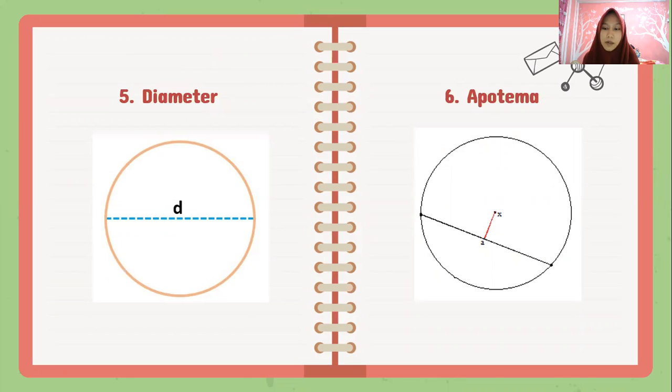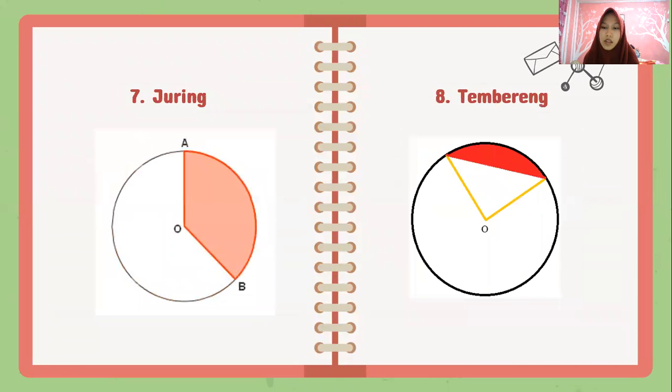Next is the apothem. The apothem is the shortest line between the chord and the center of the circle. Next is the sector. A sector is the area of the circle bounded by an arc and two radii at both ends. And the last one is the segment. A segment is an area of the circle bounded by an arc and its chord.